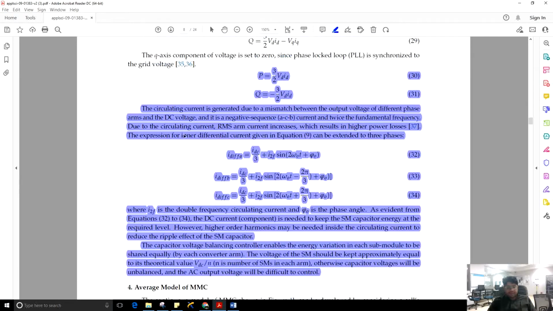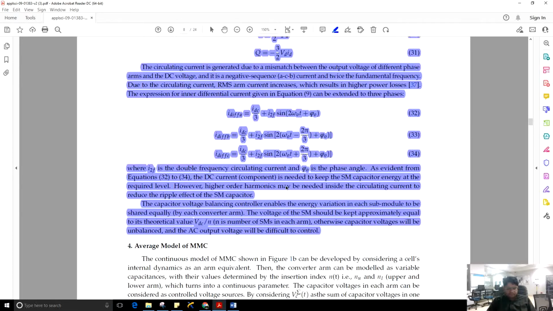Now these are the mathematical equations of the differential current. You see, differential current consists of the circulating current and basically this component, which is twice the fundamental frequency, this must be suppressed. This component must be controlled in order to reduce the power losses, in order to make the system stable. The circulating current should be controlled.